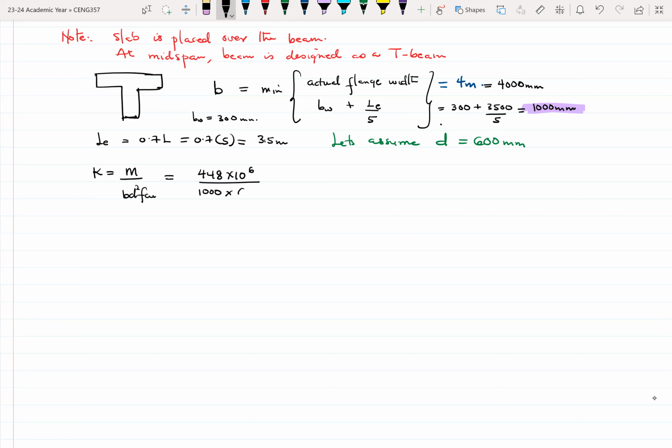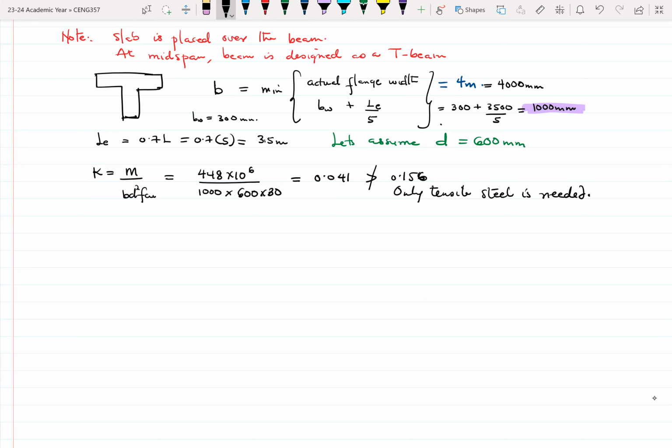So let's say D is 600 times an FC of 30, and then K will be equal to 0.041. All right. And this is not more than 0.156. It means that no compression, only tensile steel or reinforcement is required.